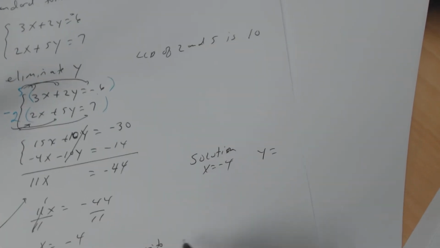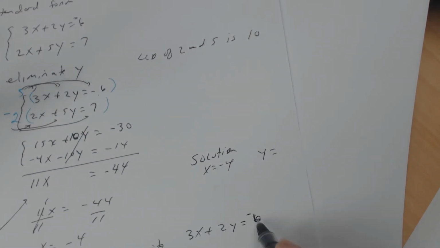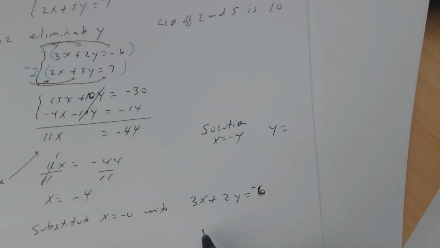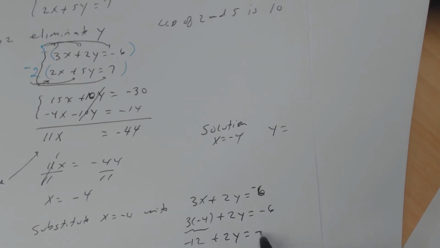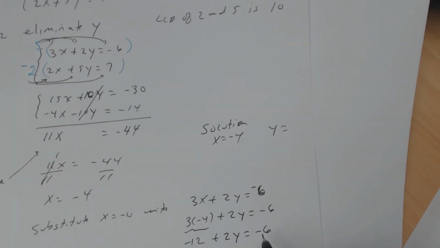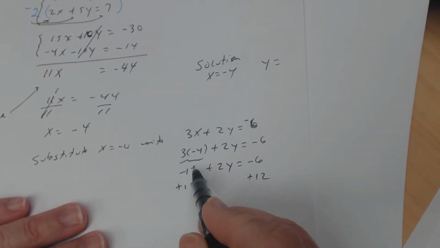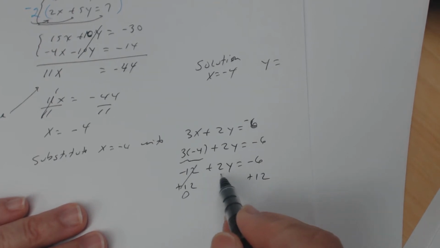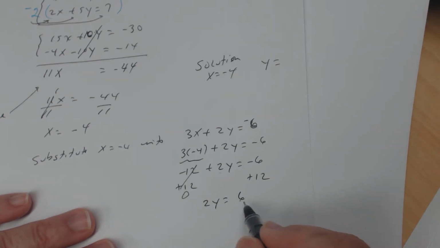So I substitute into 3x plus 2y equals negative 6. In place of x, I'll plug in negative 4. So I get 3 times negative 4 plus 2y equals negative 6. 3 times negative 4 is negative 12, plus 2y equals negative 6. Remember, we have to get y by itself, so add 12 to both sides. Negative 12 and a positive 12 is 0, so I get 2y equals negative 6 plus 12, which is positive 6.